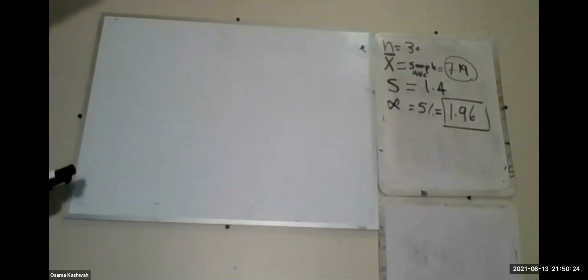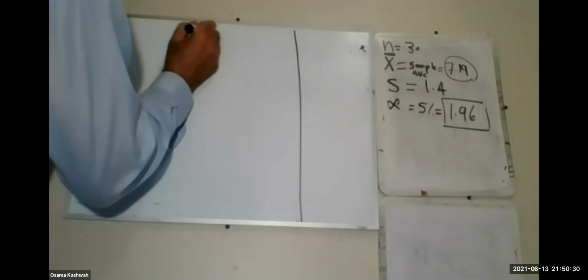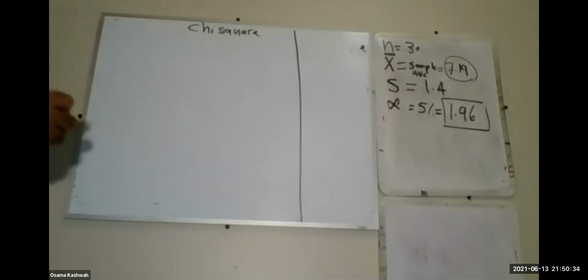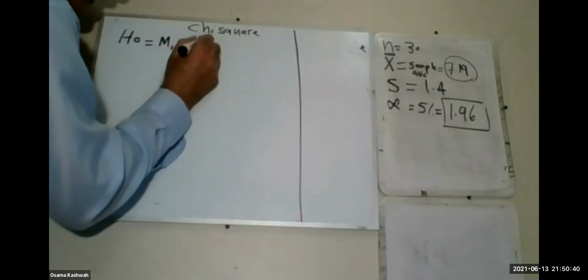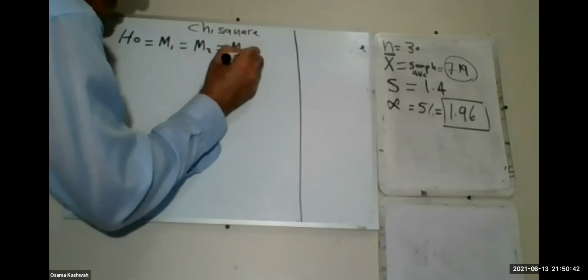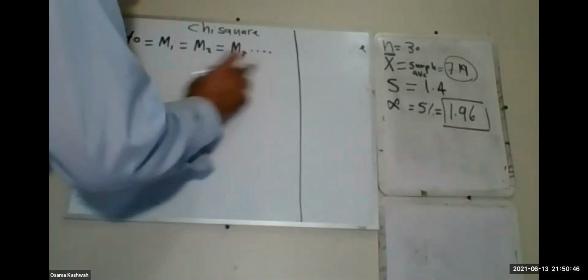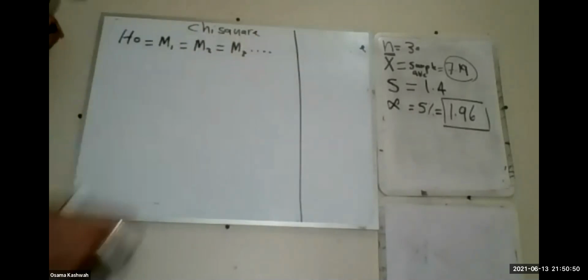This is our chi-square test. The first part of chi-square is to put the H0. We said H0: m1 equals m2 equals m3. The dots mean that if we have more, but here we have only 3 shifts. If we have 4 shifts, it will be m4, and m5 if we have 5 shifts, or whatever.